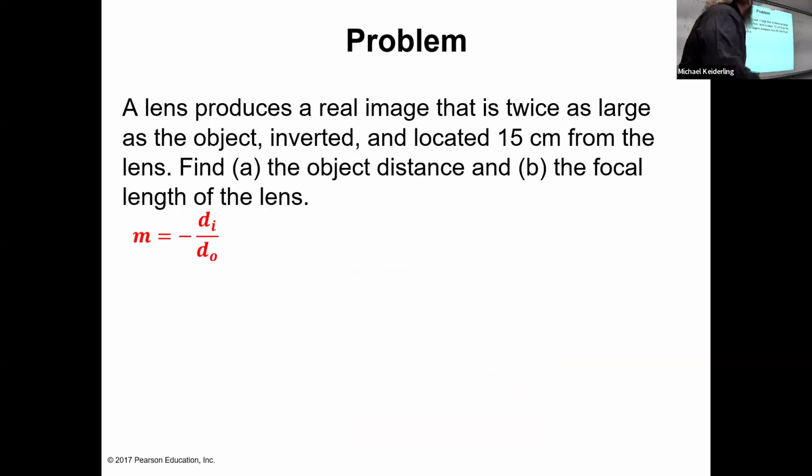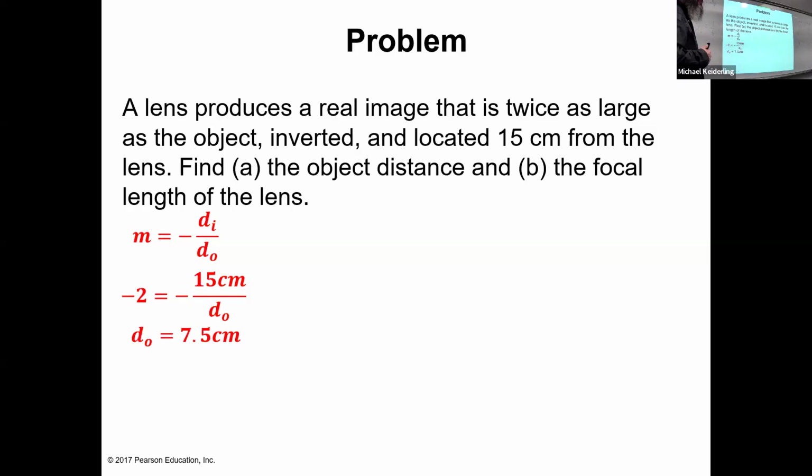So, first step, we want to find the object distance. We know that the image is inverted and twice as large as the object. That means our magnification is -2. And m equals minus d_i over d_o. So -2 equals minus 15 centimeters over d_o. d_o is 7.5 centimeters. It's half as far away.